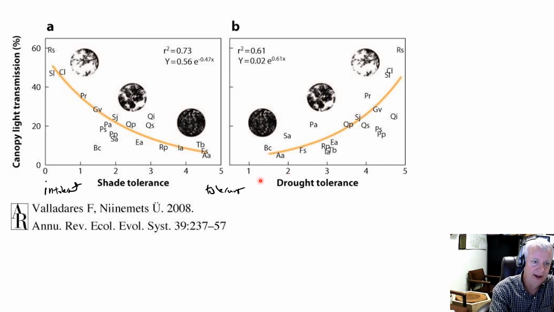This paper also shows that same y-axis relative to drought tolerance, and also intuitively shows that more drought tolerant species tend to have more open canopies as well. And I think this paper also talks some about some hypotheses that drought tolerance and shade tolerance may be related to each other, but that there's actually not a lot of evidence for that in the literature.